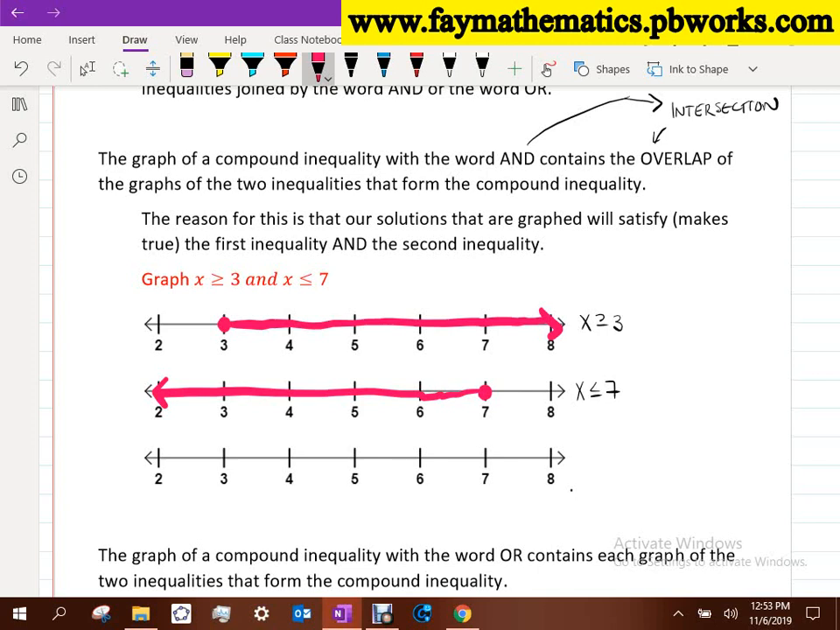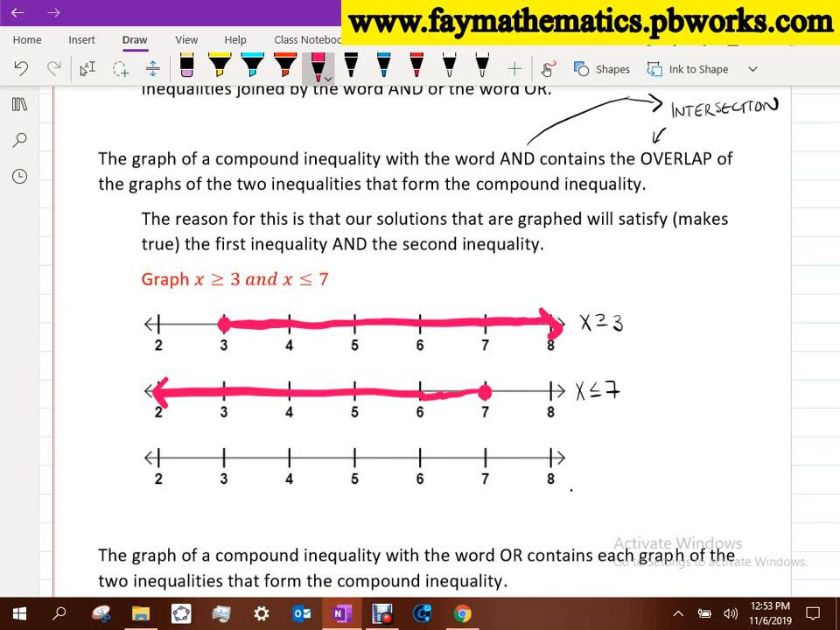Now, there's only a few values. I won't say a few. There's actually an infinite number, but there's only some of those values that will work for both x is greater than or equal to 3 and x is less than or equal to 7. And the ones that work are when we take those two graphs and merge them together. We make them lay on top of each other. Does that make sense? And look at where they overlap.